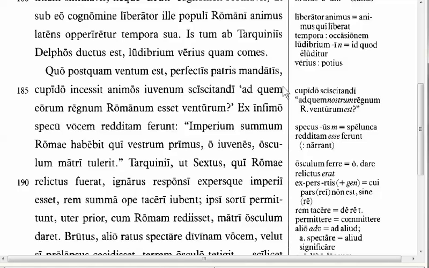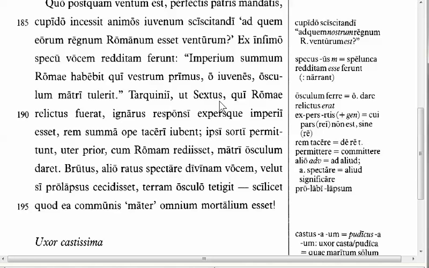The next new feature is in line 190. And here we have Tarquinii ut Sextus, qui Romae relictus fuerat, ignarus responsi expersque imperii esset, rem summa ope tacere iubent. So the Tarquin brothers, or the Tarquins, and we have to go to our main verb: they order that the matter be kept silent with all of their effort. So they're really going to try to keep this silent. Why? Ut Sextus. So that Sextus, who had been left behind in Rome, might be ignorant of the response of the oracle and be kept out of ruling, or lacking his imperium.